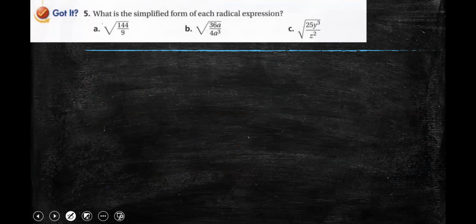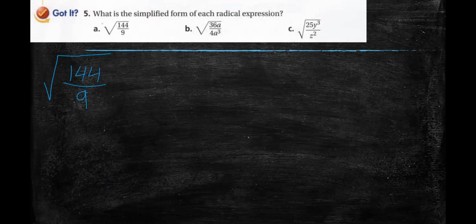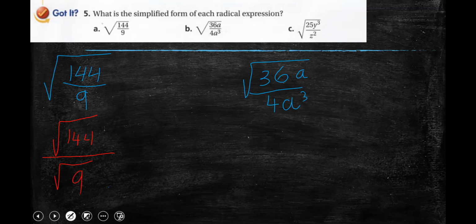In Got It 5, what is the simplified form of each radical expression? Square root of 144 over 9, and square root of 36a over 4a cubic. Now 144 over 9, I will distribute the square root for 144 and for 9. I will say it is square root of 144 over square root of 9.